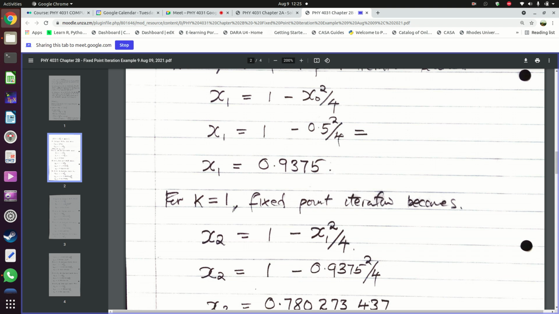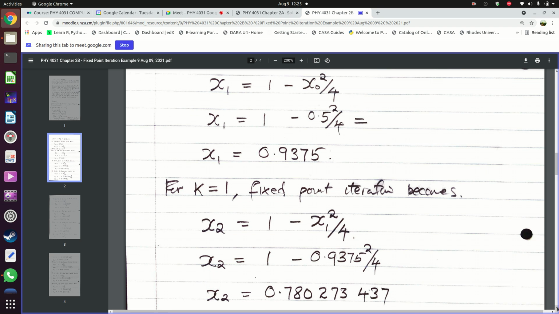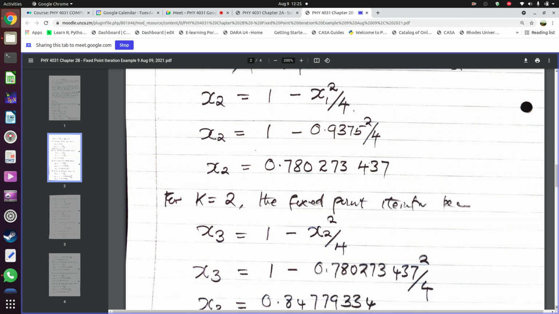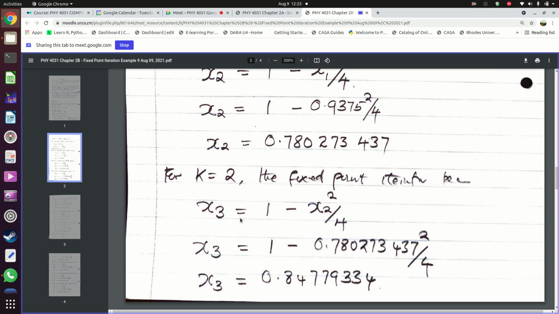Then for k equals 1, our fixed point iteration formula becomes x2 equals 1 minus x1 to the power 2 divided by 4. So our x1 is the one which you have here. If you put our x1 here, we end up with 1 minus 0.9375 squared divided by 4. So you end up with x2 equals 0.780273437.